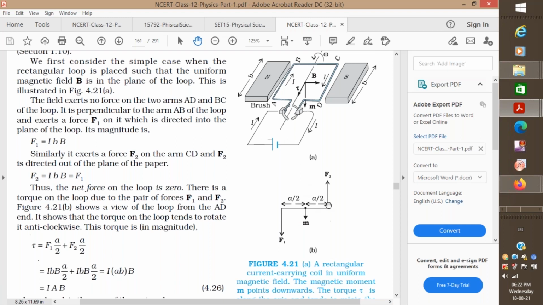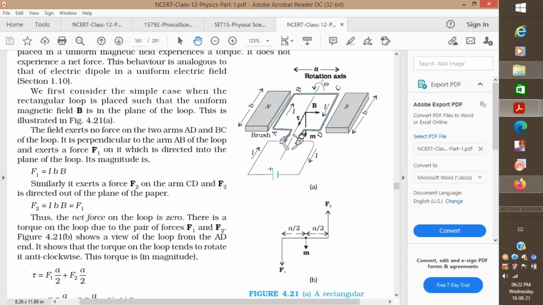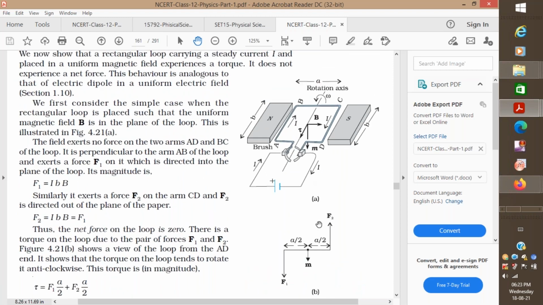See, the line of action of force F1 is this way, and the line of action of force F2 is this way. Since they are not acting in the same line, they cannot cancel each other. So what they constitute is a torque. They will create a rotational motion, or a turning effect, on the object. That's why these two forces are called a couple, and this couple will create a torque in this loop.